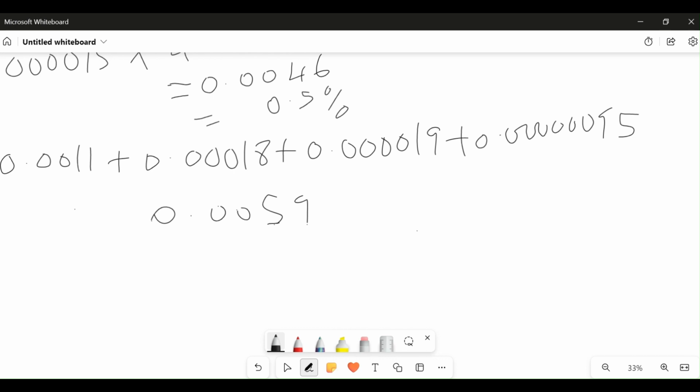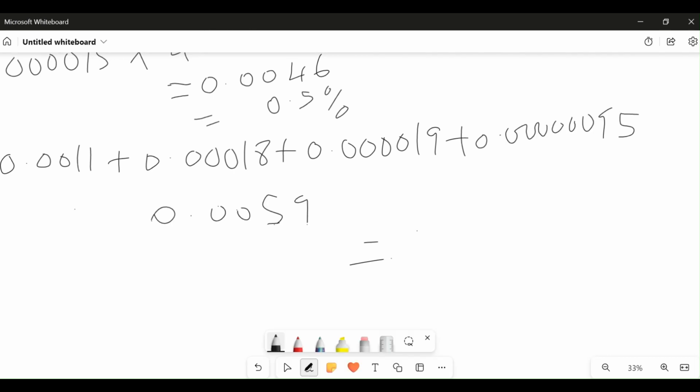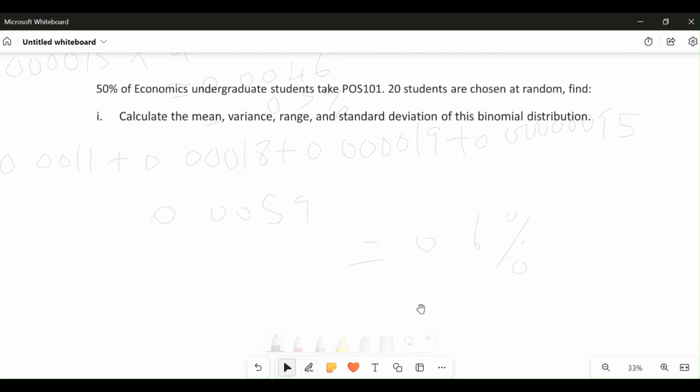0.0059. All right? 0.059. So the probability of S less than 5, that is not up to 5 post 101, is what? 0.6% approximately. All right? This is 0.6%. And by this, we come to the end of this part of this question. This question still has one more thing to calculate. All right, let's master this and get back.